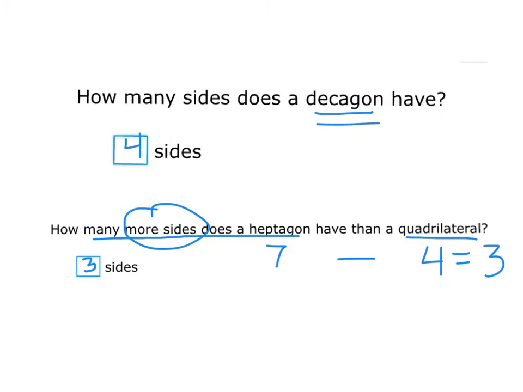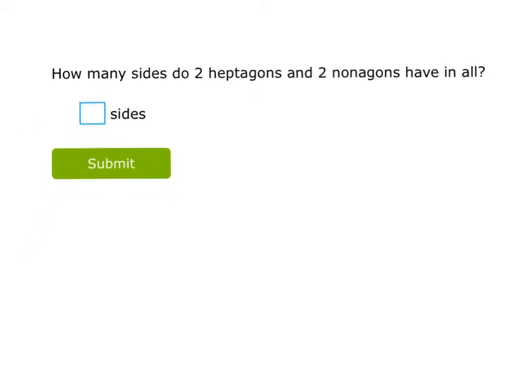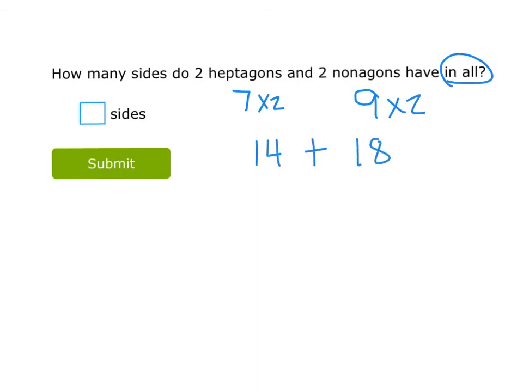Okay, let's do another one. All right, how many sides do 2 heptagons, we just looked up a heptagon, those are 7, and 2 nonagons, that's a funny one, so I remember that one is 9, have in all? So they want the total number of these. Well, there's 2 of these, so 7 times 2, and there's 2 of these, 9 times 2. So we have 14 plus 18. So then we have 32 sides in all.